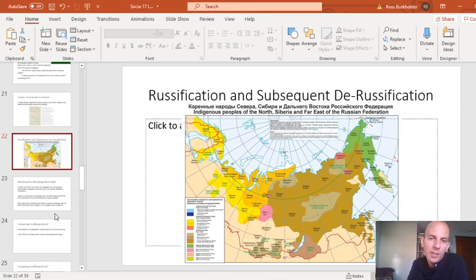Okay, probably the last one we'll look at for today is Russia and Russification and subsequent de-Russification. So Russia as a country starts in Europe and spreads ever eastward across the northern portion of Asia. And as it does so, it comes into contact with a multitude of non-Russian languages, not even remotely Indo-European, but a bunch of different language families all across this huge swath of land.